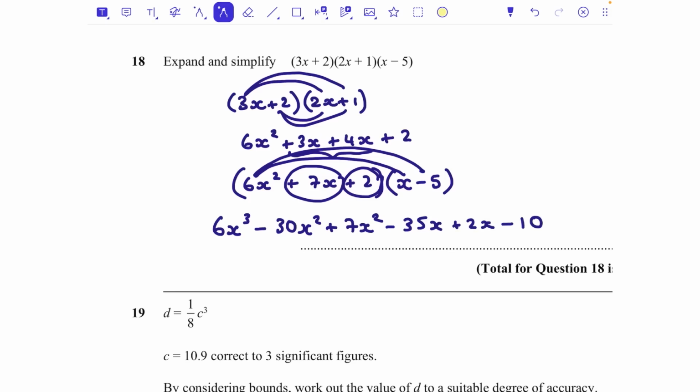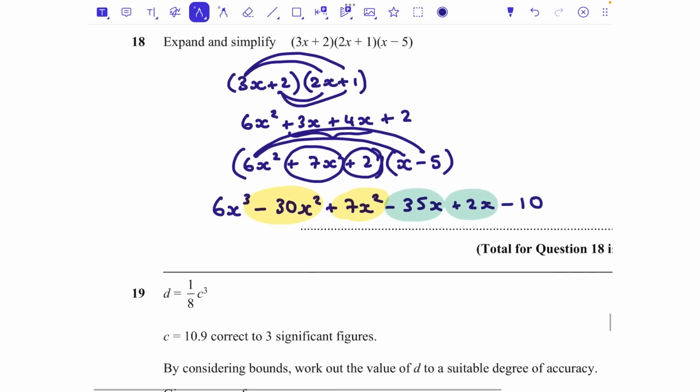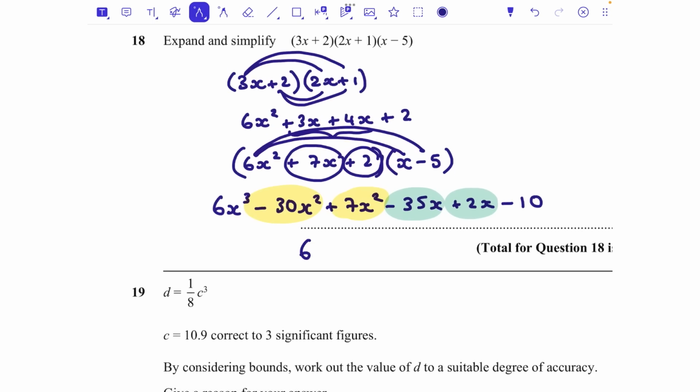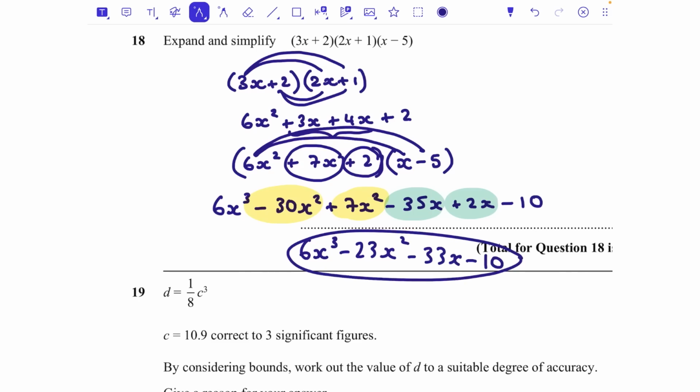Collecting up some like terms, so I've got minus 30x squared and 7x squared. And I've also got minus 35x plus 2x. The 6x cubed and the minus 10 would need to stay on their own. So I've got 6x cubed. If I'm at minus 30 and I add 7, that's minus 23x squared. If I'm at minus 35 and I add 2, that's minus 33x. And then minus 10. That's your final answer.